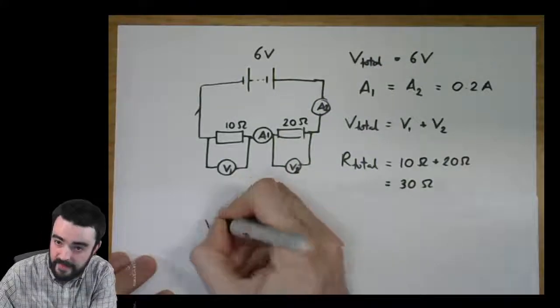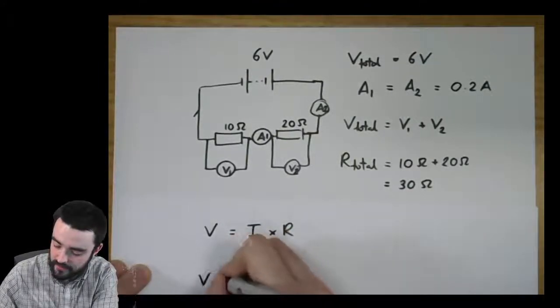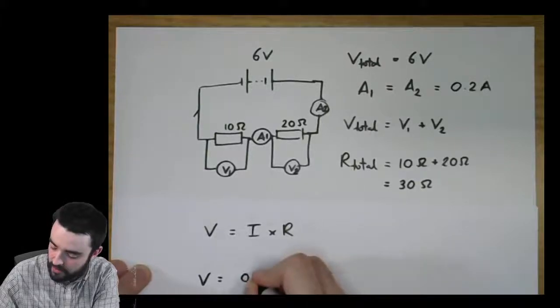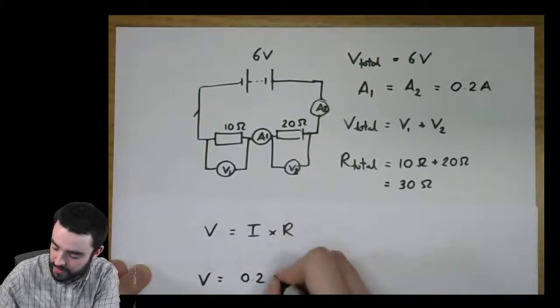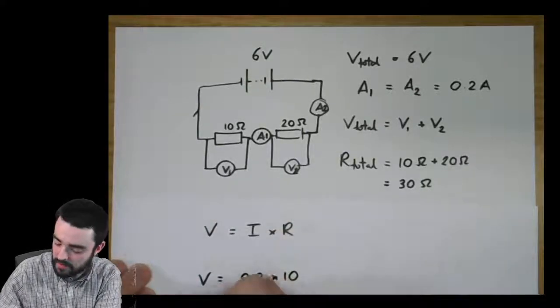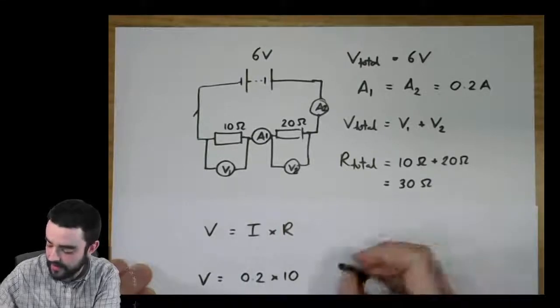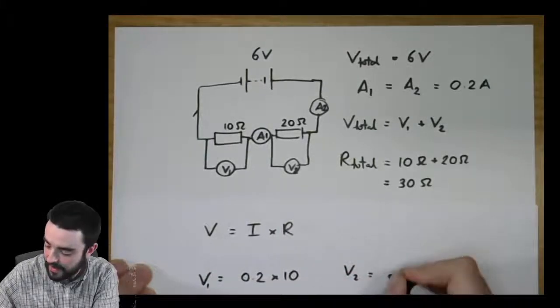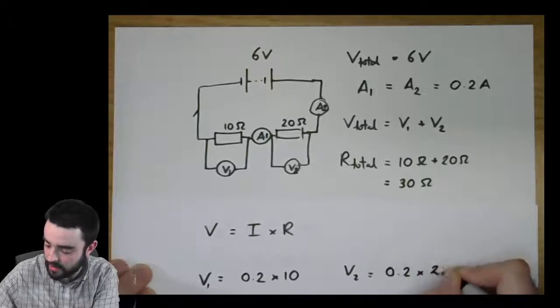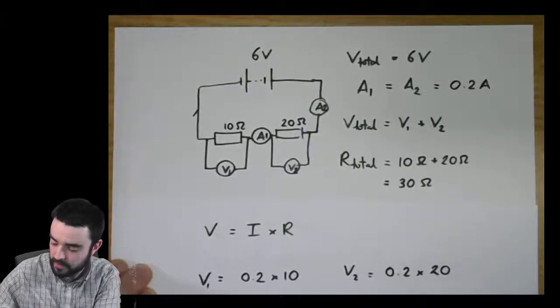We can say that V is equal to I times R. So V is equal to 0.2. Let's look at resistor 1, times 10. So the voltage across resistor 1, so V1, is equal to 2 volts. V equals IR again, so V2 is equal to 0.2 times 20. So V2 is equal to 4 volts.